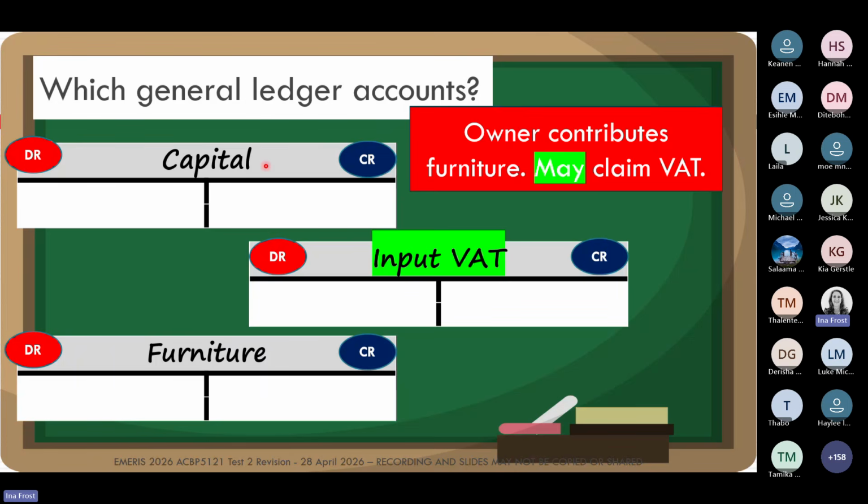Capital, because it's the owner. Furniture, because the owner contributed furniture. And then the receiver said we could claim input VAT. So that's step number 1.